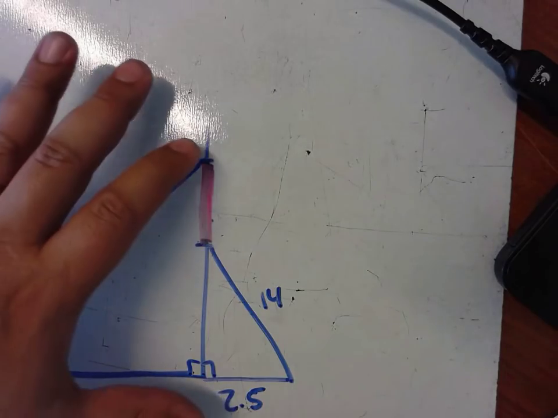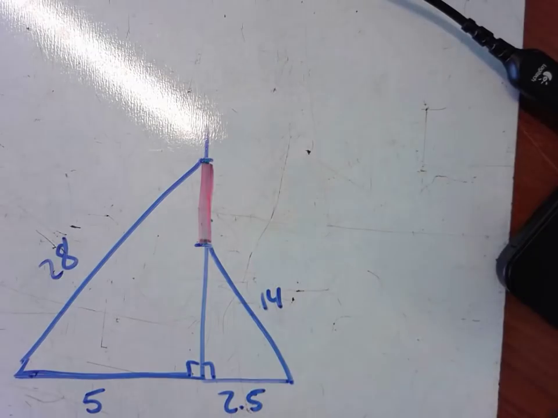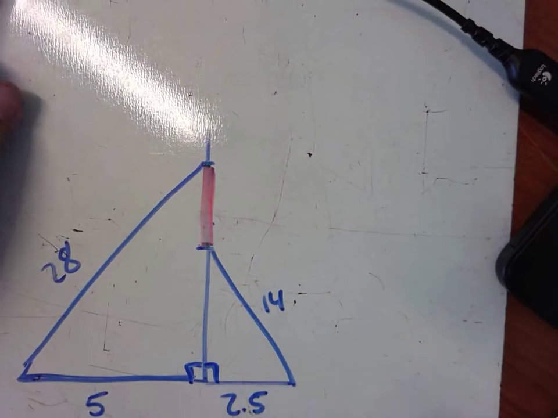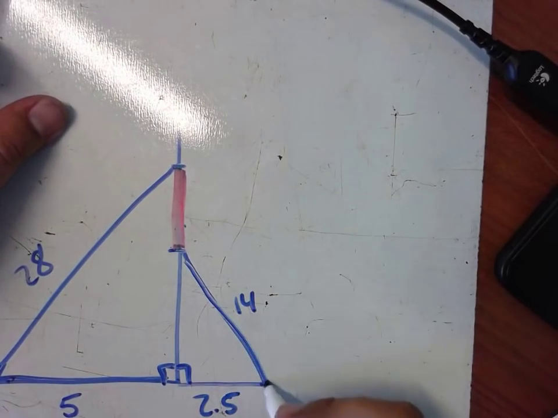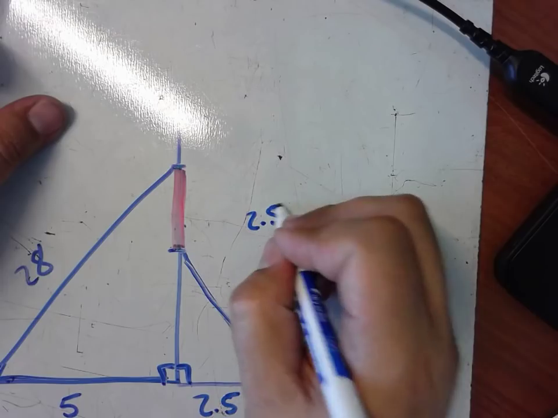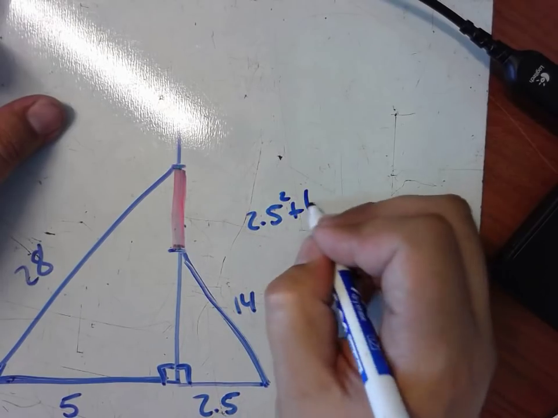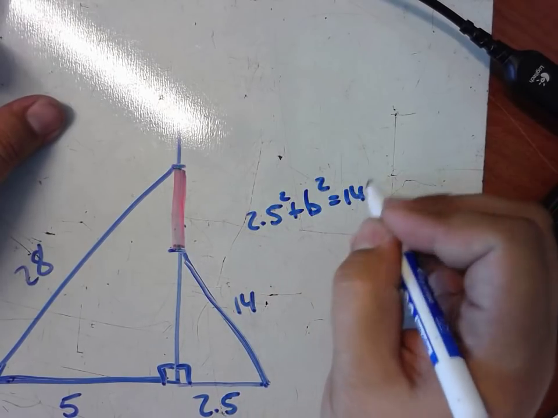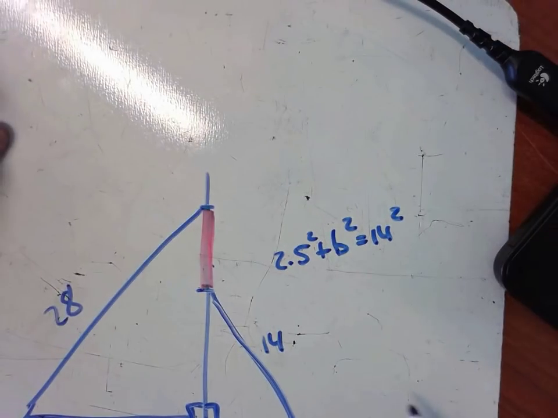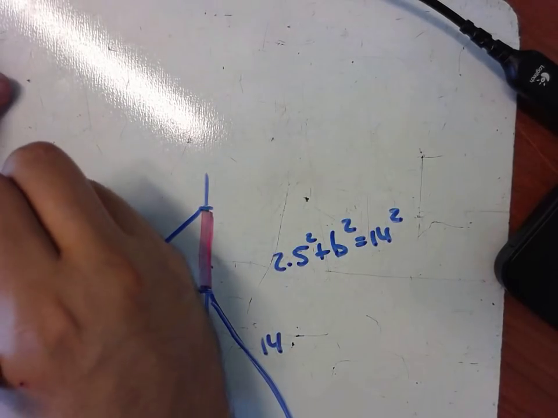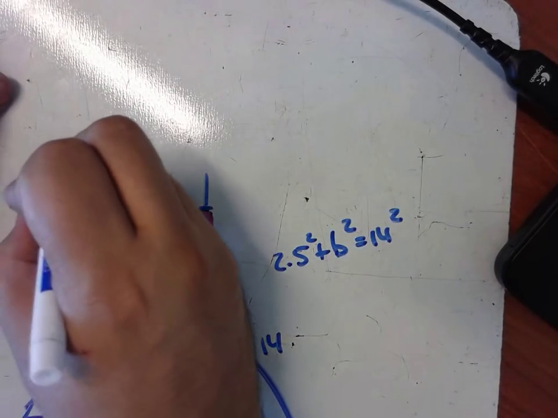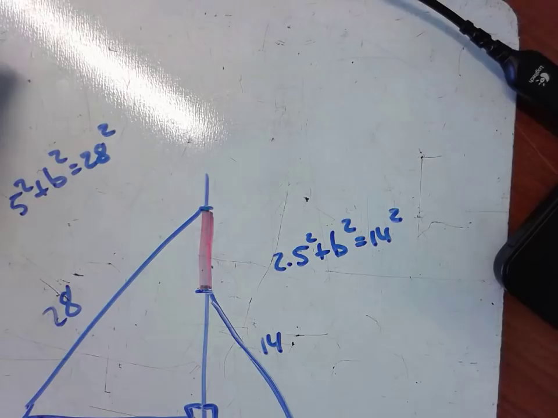So now we need to find the length of that red line. How do you find the length of that? These are both right triangles, so we're going to use the Pythagorean theorem. For the smaller one, this is the hypotenuse, so this is your C. So 2.5 squared plus B squared equals 14 squared. And on the larger one, you're going to have 5 squared plus B squared equals 28 squared.